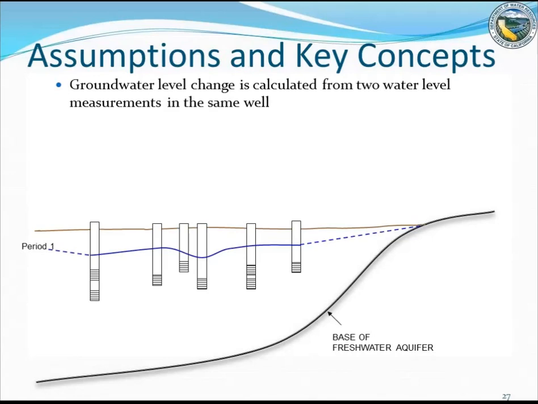Moving on to another assumption, in this slide I'll go through several different assumptions and key concepts. The first of which is that groundwater level change is calculated from 2 water level measurements in the same year. Let's illustrate this. We have here our cross-section of our aquifer with our wells, and we have our groundwater table from period 1 showing. So let's go and collect our groundwater level measurements. And uh-oh, there's a mean dog, so we couldn't get a groundwater level measurement from that well during period 1.